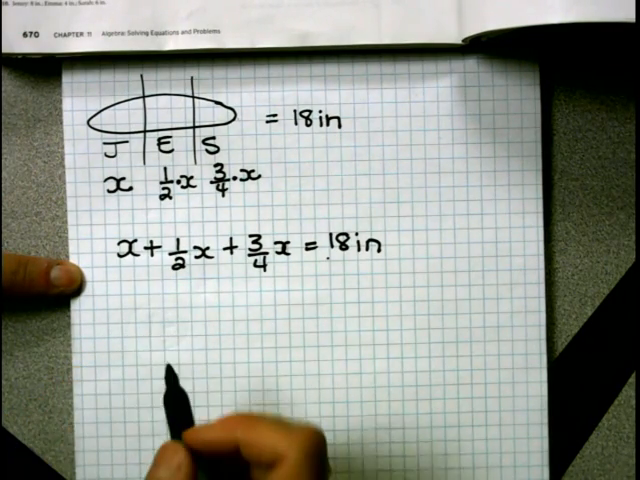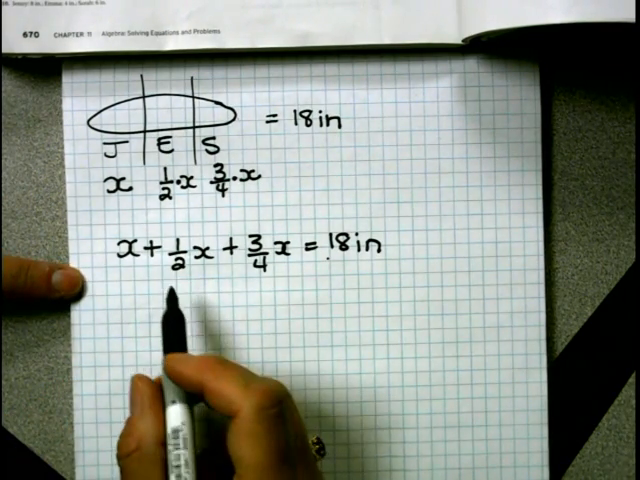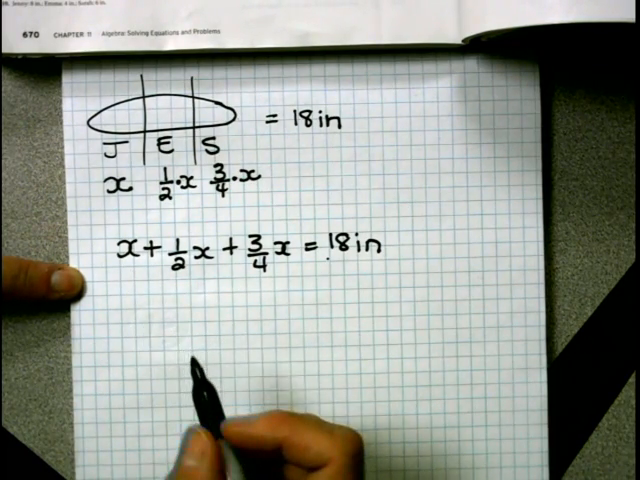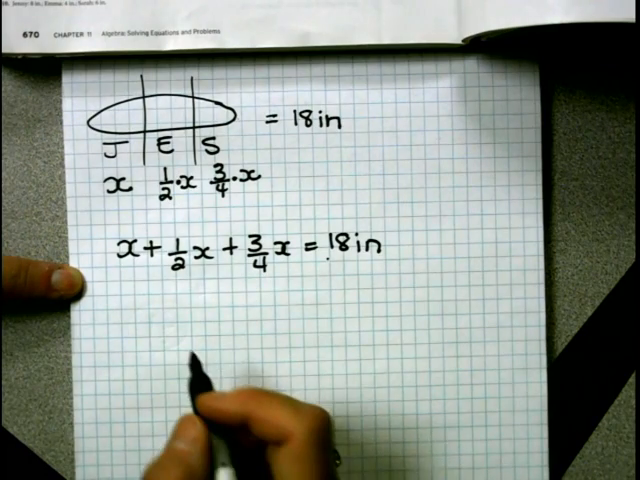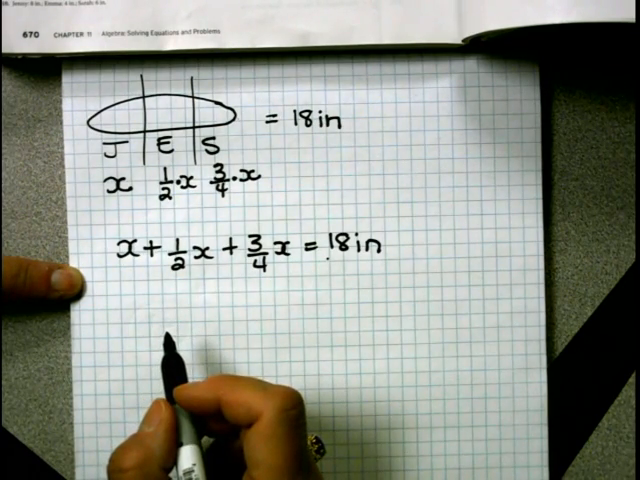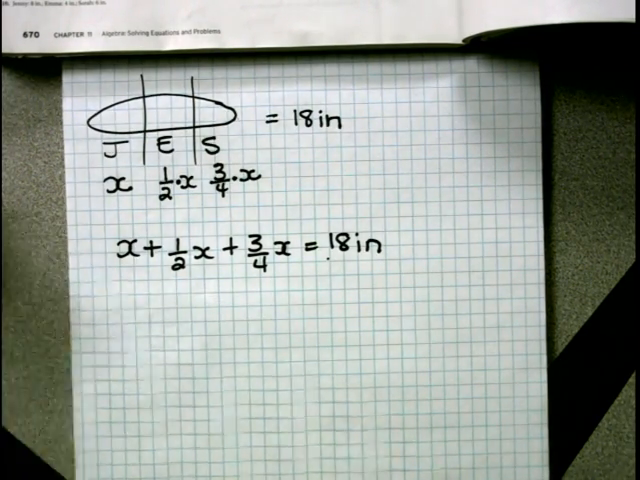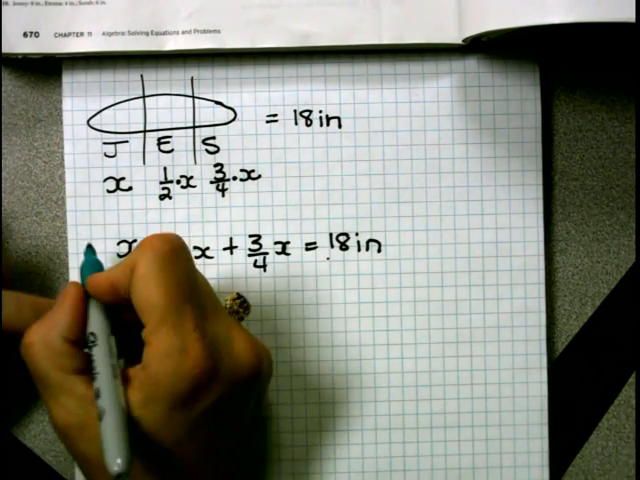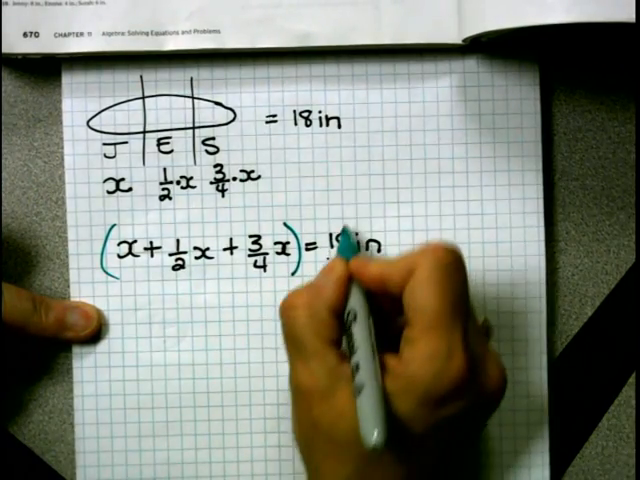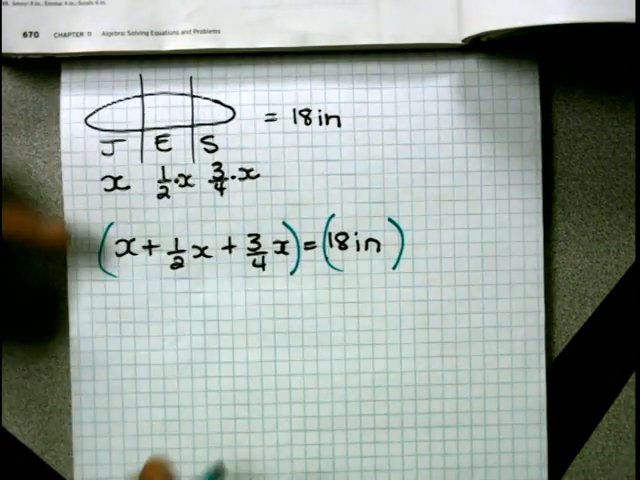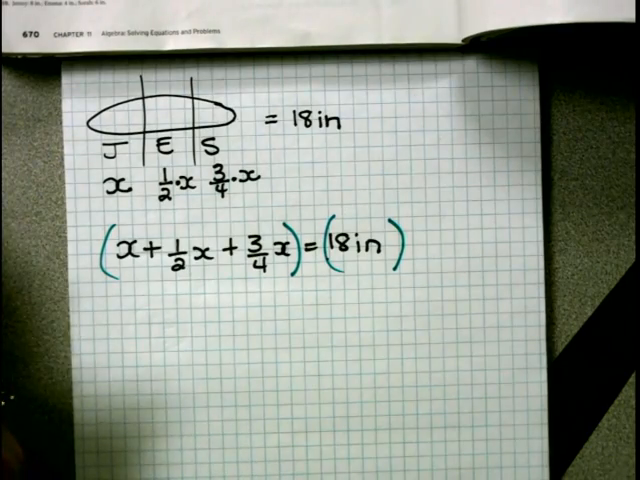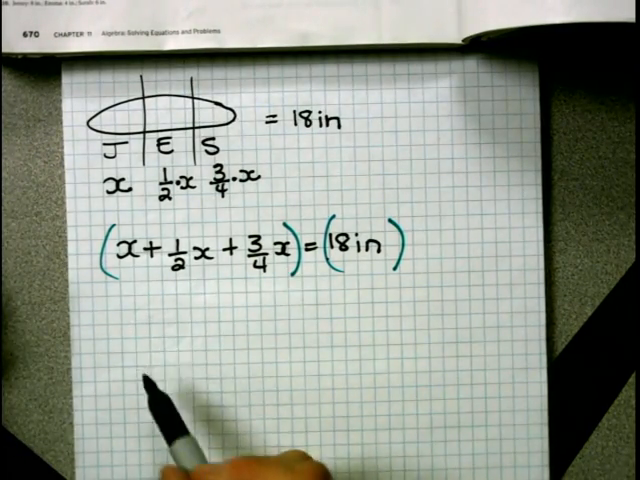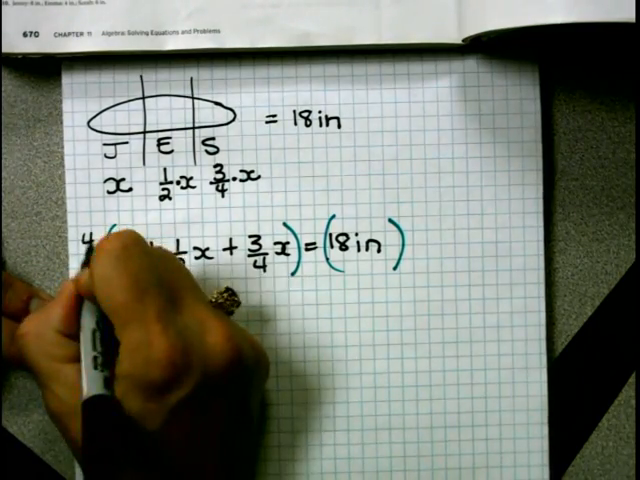Now, there's a couple of ways we can approach this problem. We can do it by adding our fractions, or we can use our rule to clear our fractions, which means we're going to get rid of them, and that's probably the easiest thing to do. So when we do that, we have to be aware of what the LCM is for each of these denominators. We have a 2 and a 4, so the LCM is going to be 4.